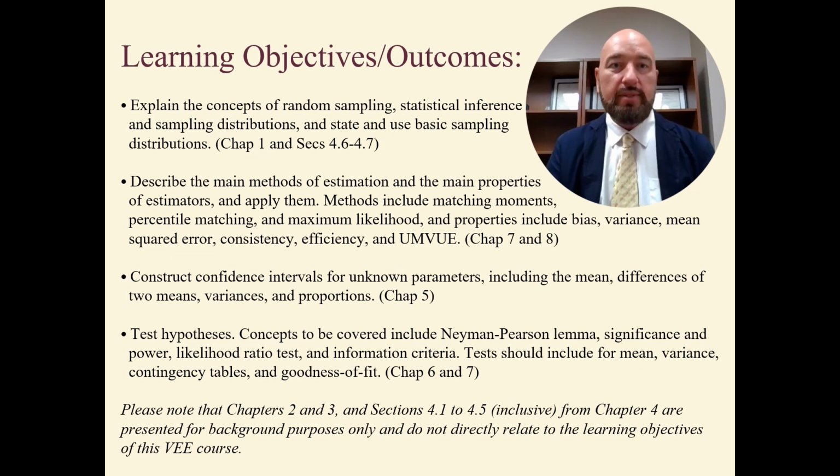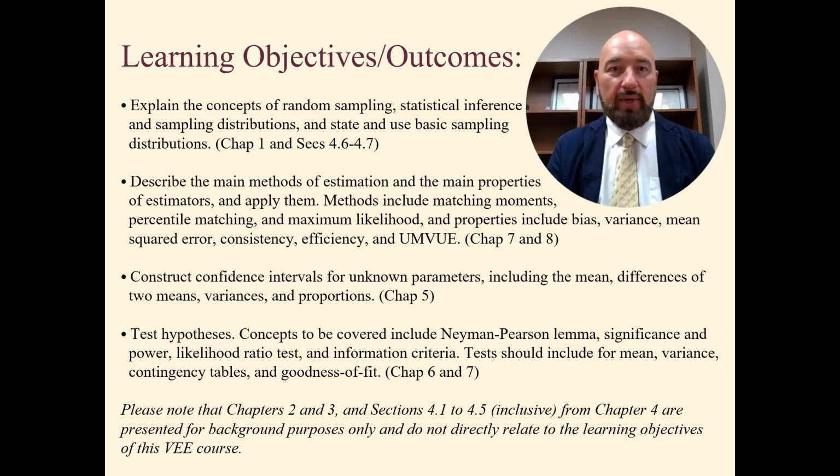The next series of topics is describing the main methods of estimation and the main properties of estimators, and then applying them. So using that theory in practical applications. So the methods that we look at include matching moments, percentile matching, and also maximum likelihood. And then we look at these more inferential properties of estimators that include bias, variance, mean squared error, consistency, efficiency, and uniformly minimum variance unbiased estimators. And these are topics that we cover in chapters 7 and 8.